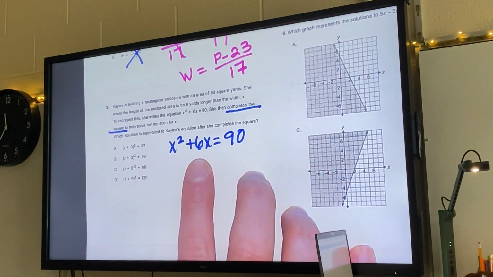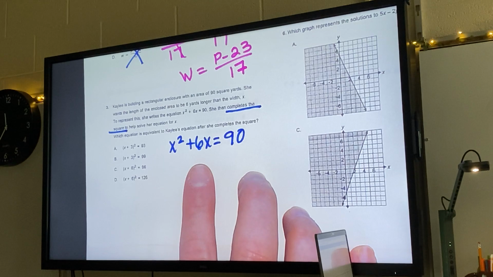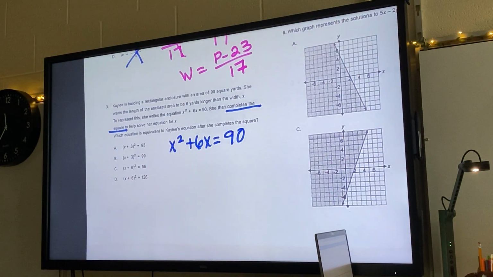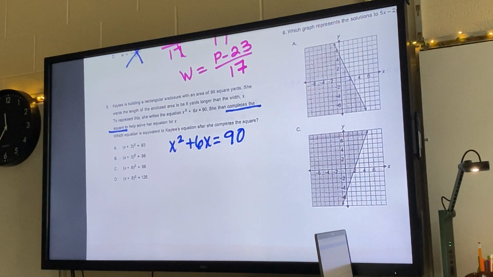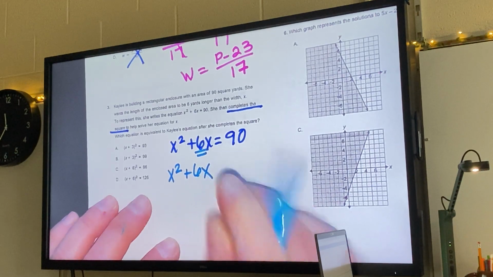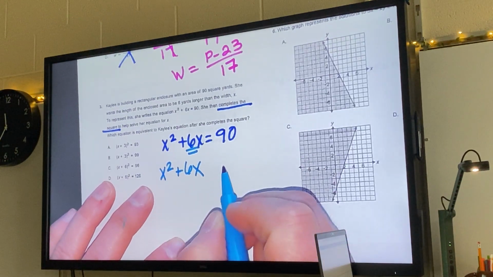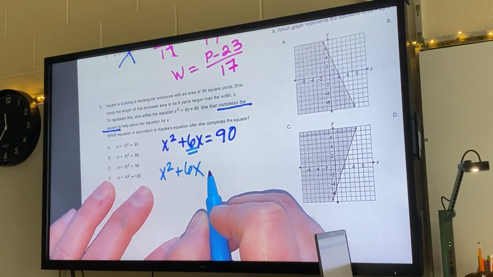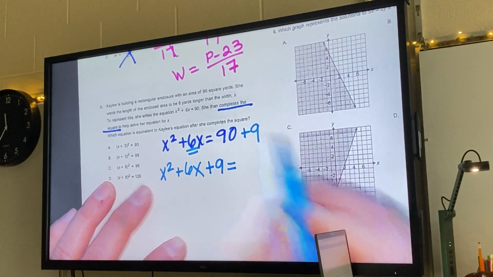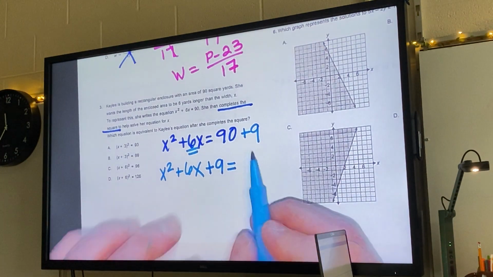Then you look at the 6. What 3 things do we do to 6? First you half it, then you square it, then you add it to both sides. So what's half of 6? 3. What's 3 squared? 3 times 3 is 9, and you add it to both sides. So 90 and 9 is 99.